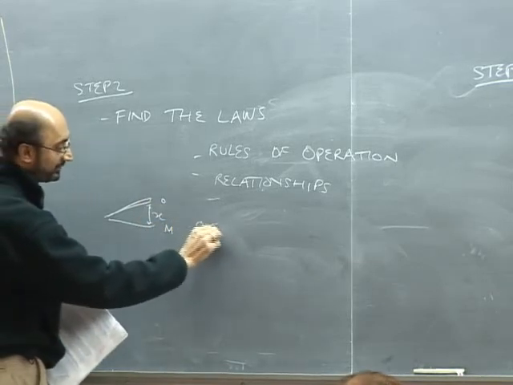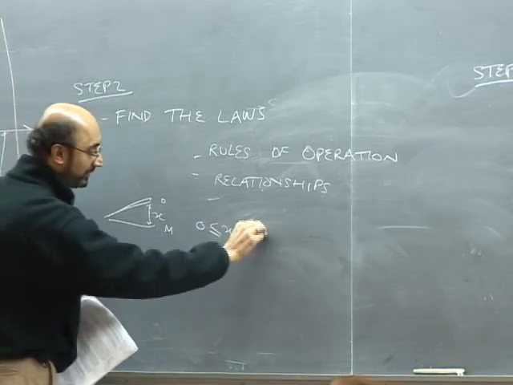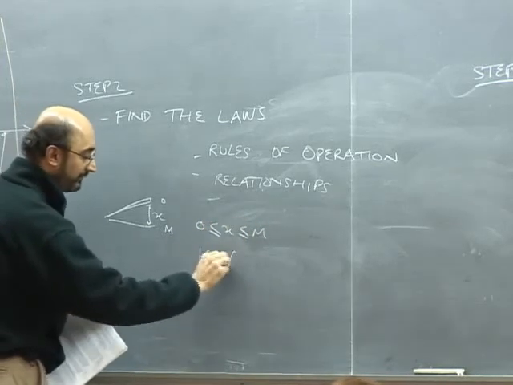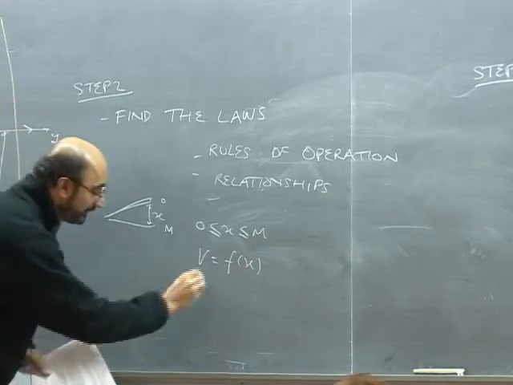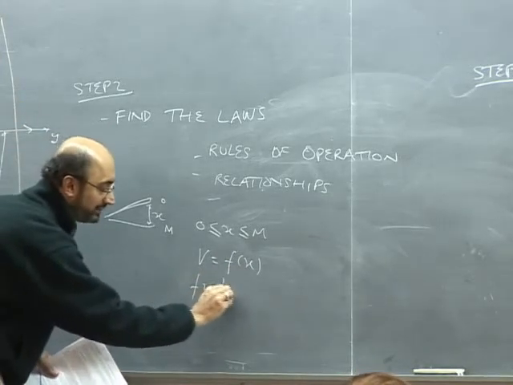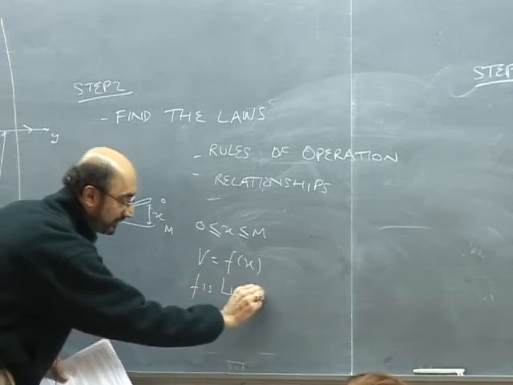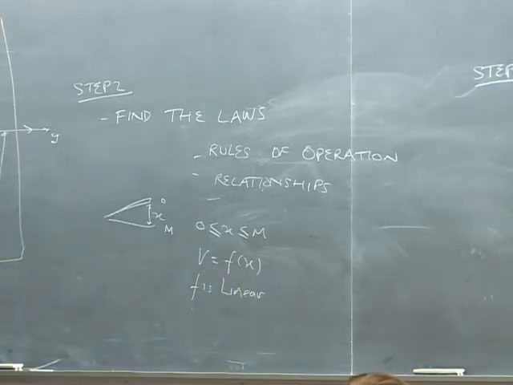So the law says that 0 is less than x less than or equal to m, and then v is equal to some function of x, where v is the velocity, and if you're lucky, f is linear. We can assume it to be linear anyway. Let's hope. If it's not linear, I'll tell you what to do in a minute, but we can assume f is linear. So now we have a model, right? It's the laws, and this is the law.